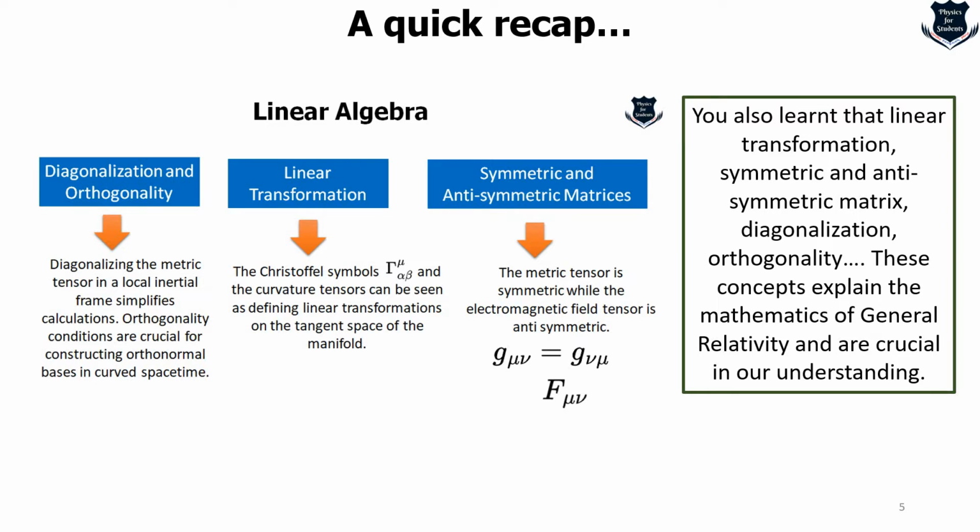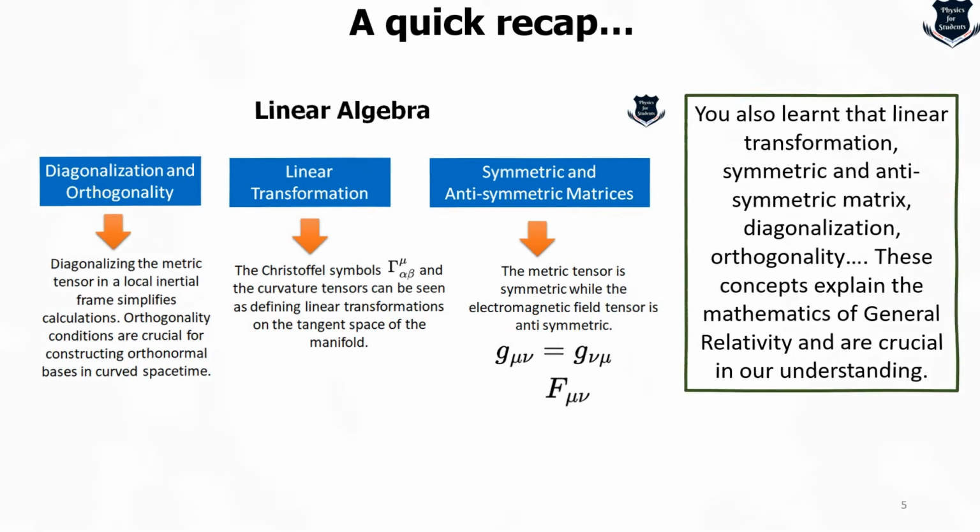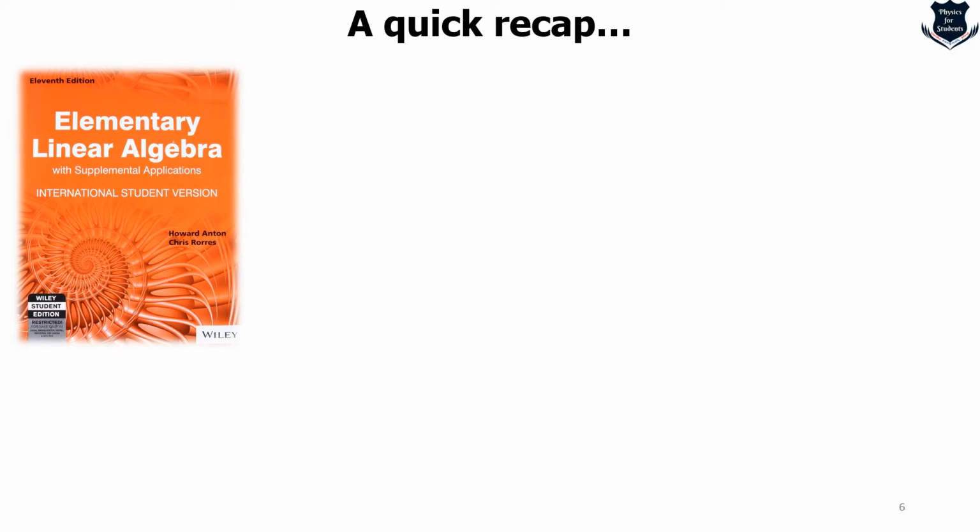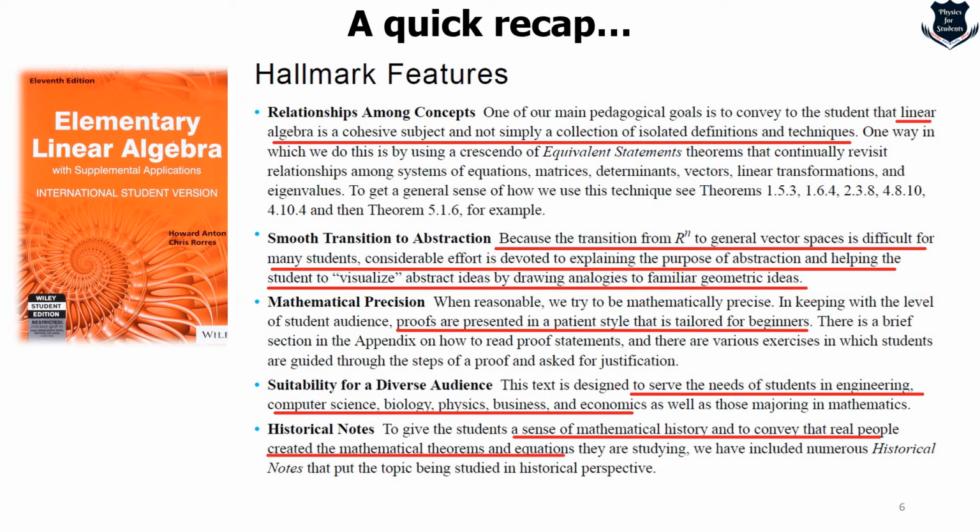But in case there is a transformation, or we need a diagonalization of a matrix in order to cancel out some of the terms, how can you do it without linear algebra? In the last video you also saw some of the books, and I recommended this book, particularly Elementary Linear Algebra, for certain reasons, because it is a very easy book. It actually gives you a nice transition from the general vector spaces to the abstract vector spaces.